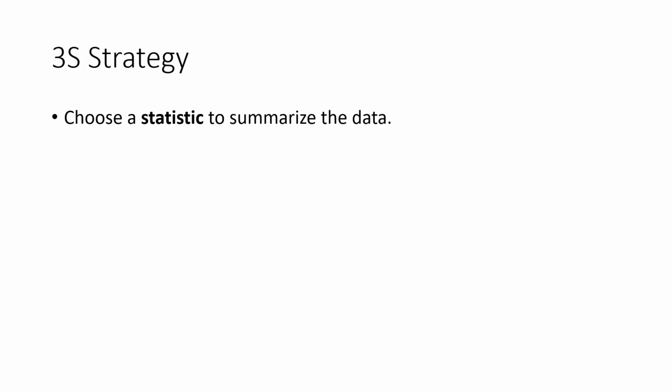We'll try to decide if 15 out of 16 is convincing evidence using the 3S strategy. We start by choosing a statistic to summarize the data. In this case, we could choose 15, the number of correct button pushes that Buzz made, or 15 out of 16, which is 93.75%.